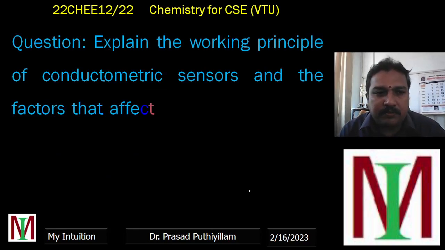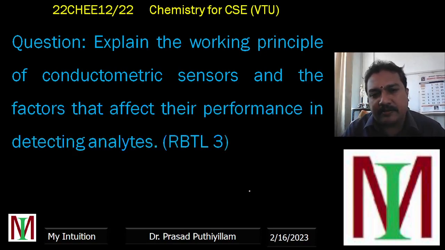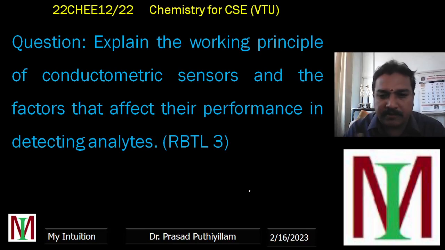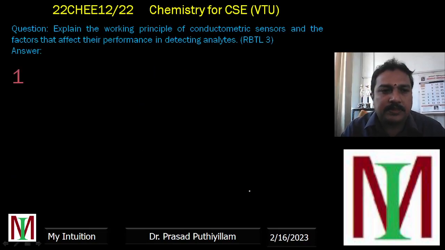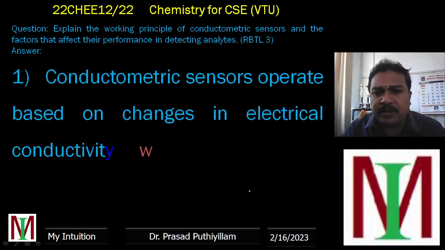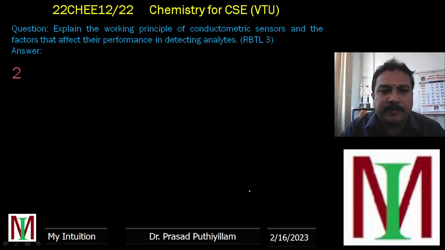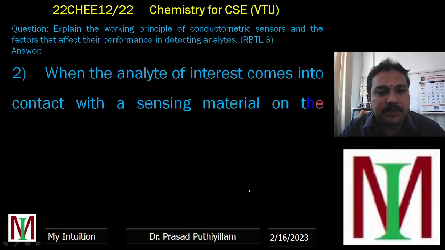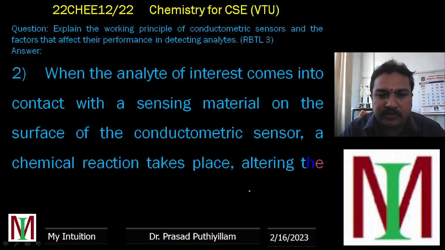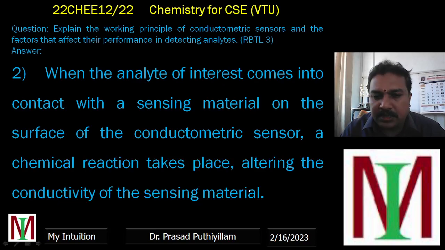Question: explain the working principle of conductometric sensors and the factors that affect their performance in detecting an analyte. So it's a level 3 question. The answer is here. Conductometric sensors operate based on the changes in electrical conductivity when a chemical reaction occurs. So there should be some movement of ions, and it always follows that some chemical reaction is happening in the solution. When the analyte of interest comes into contact with the sensing material or the surface of the conductometric sensor, a chemical reaction takes place, altering the conductivity of the sensing material.